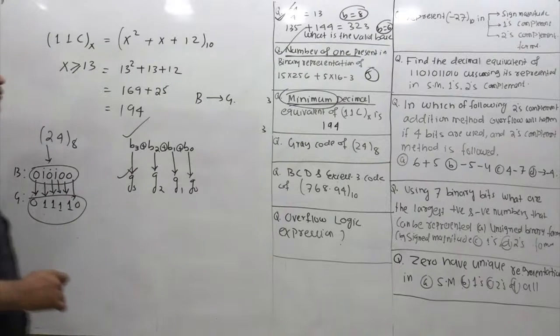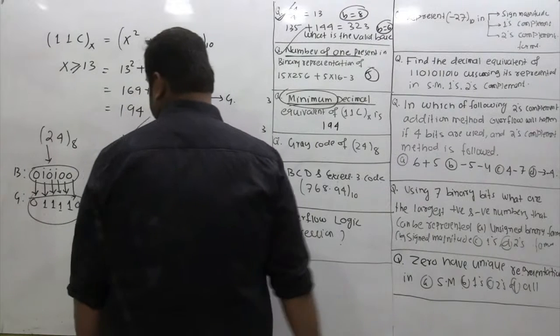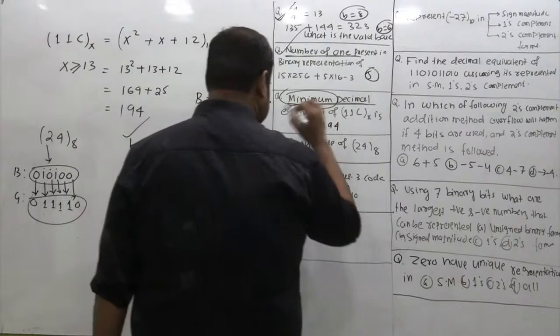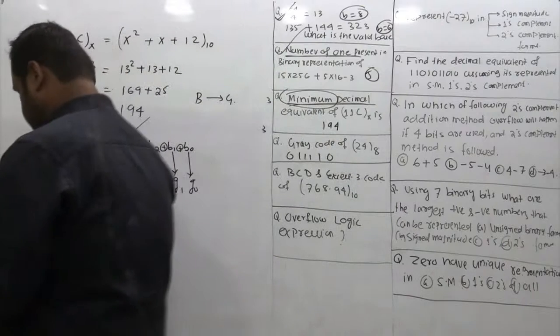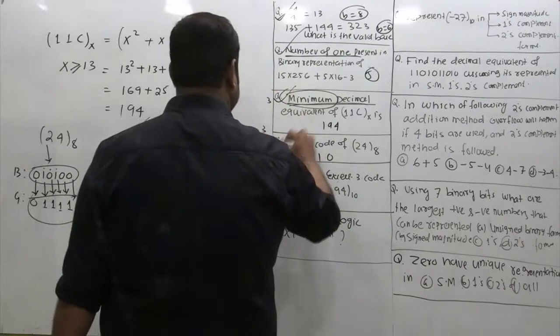So 24 base 8, whose binary was 010100, has the corresponding gray code 011110. This is the answer to this question. So we are done with this.